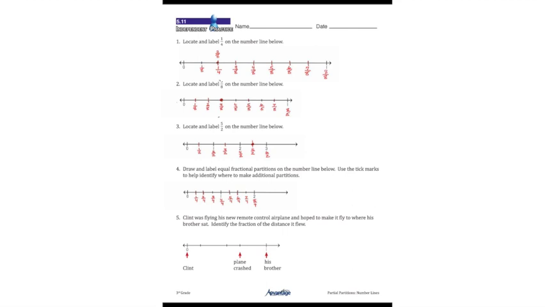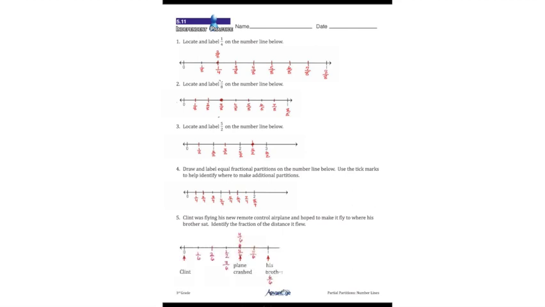All right, we're trying to figure out where Clint was flying his remote control airplane and hoped to make it fly where his brother sat. So we're going to see the fractional distance it flew from where Clint was to where it crashed and his brother. So we know where his brother was. That was one whole, right? We had one whole right there.